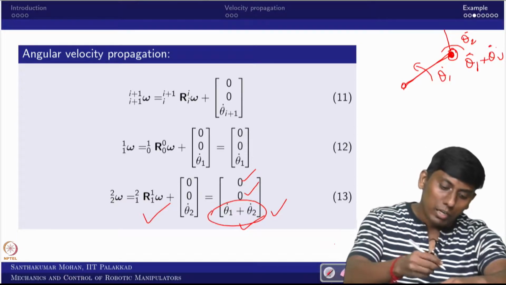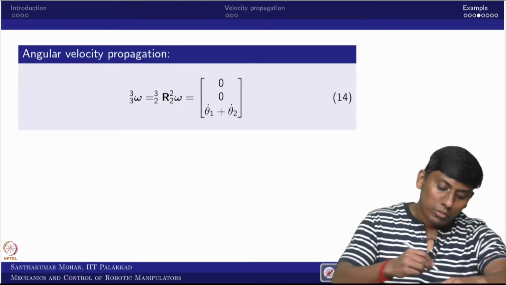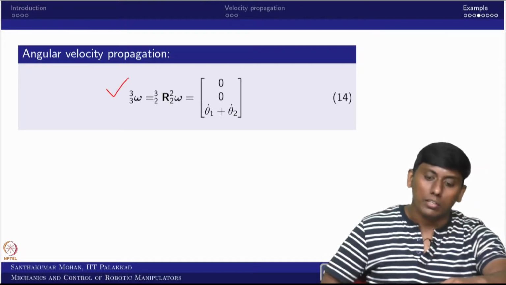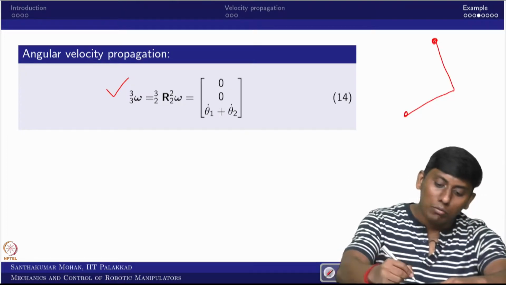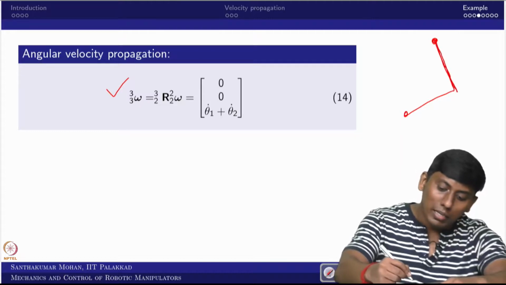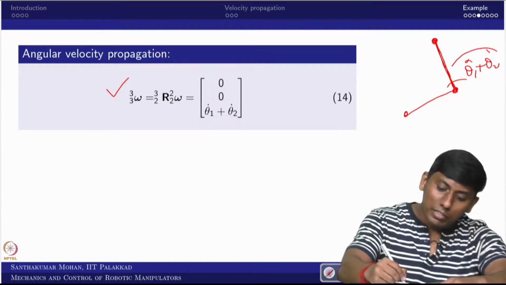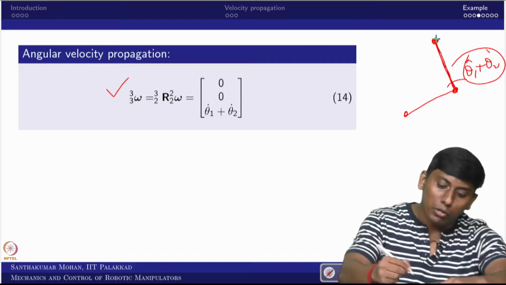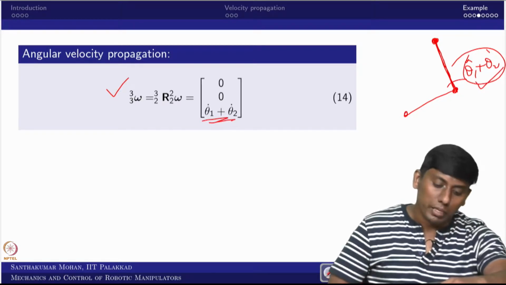In the same way you can extend to the third frame, which is a passive frame, the tool effector frame. This is its angular velocity. This is also clear, because there is no active joint here. It is a part of the same link. This link has theta 1 dot plus theta 2 dot as its angular velocity, so this point would also get the same. That is what we found here.